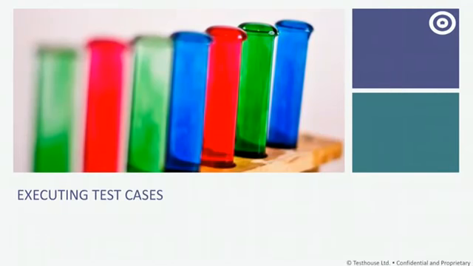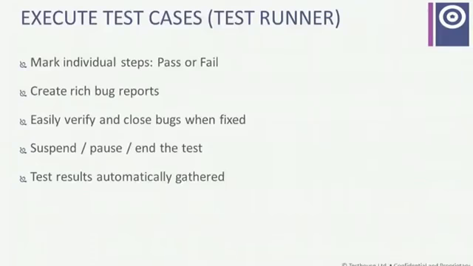So how do you actually execute your test cases once they've been defined? Well, as I mentioned before, every time you have an expected result, the system will pause and the tester will have to say pass or fail for that particular line. If a failure is detected, then you can create rich bug reports there and then, and a lot of the information will be filled in for you, as you'll see in a demonstration quite soon.